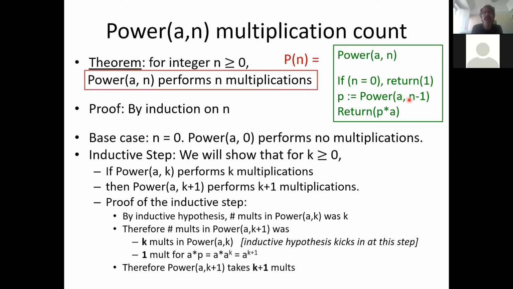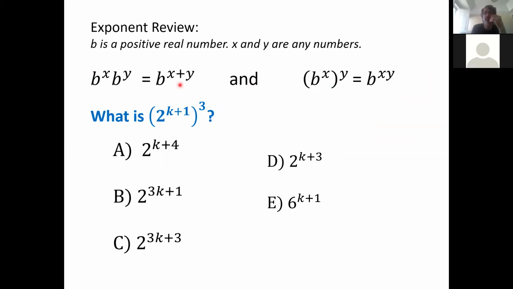Okay, for the next example, let's do a quick refresher. You should remember these two laws for exponentiation. b to the x times b to the y is the same as b to the x plus y. And when you have b to the x and then you take it to the y, that's the same as b to the x times y. So let's do a quick test. What is this? You have options here. C, yes, right? So it's 2 to the 3 times k plus 1. You use this rule. So it's 3k plus 3 in the exponent, correct?